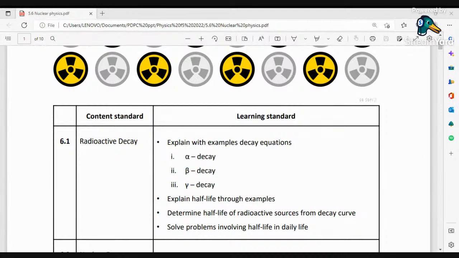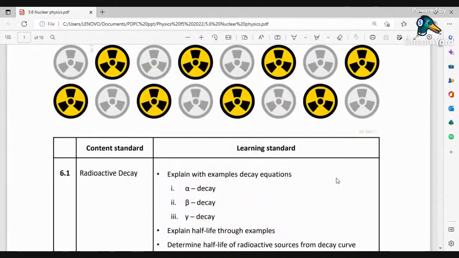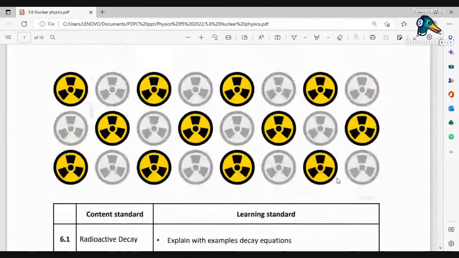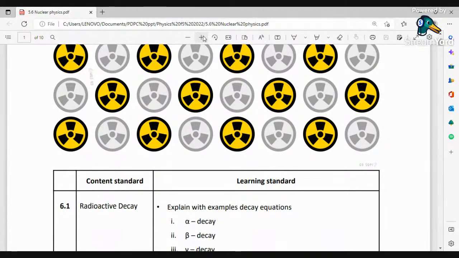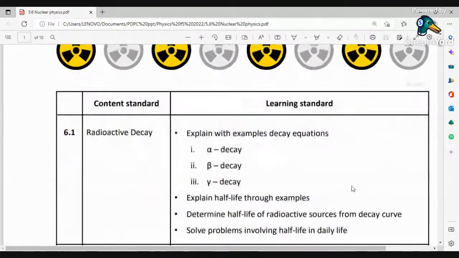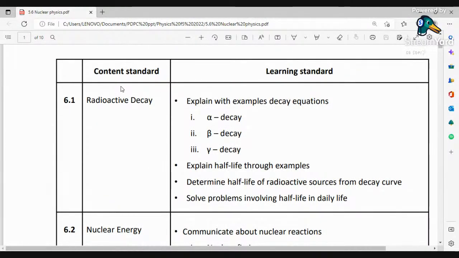Okay, now we go to the first part. For this topic also, I use the notes from Cikgu Sophie Blogspot. Boleh ambil dari sana kalau tak ada. Okay, let's look at the learning standard for the first part, radioactive decay.